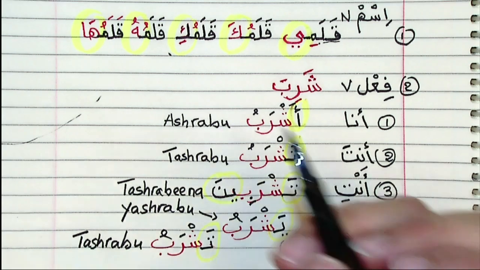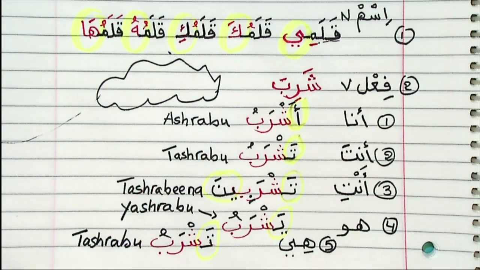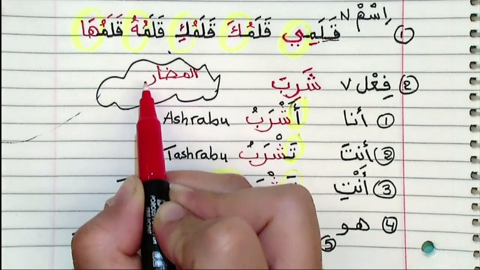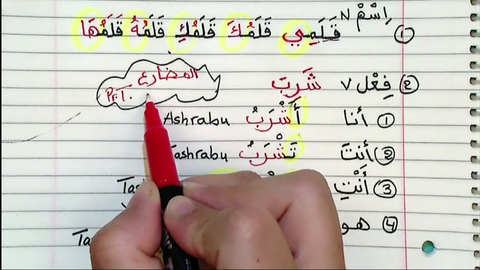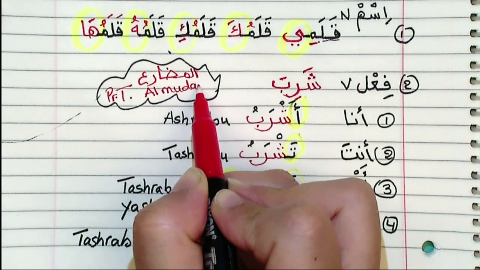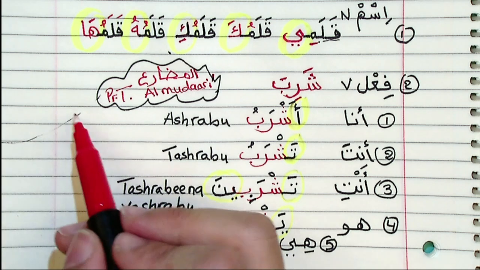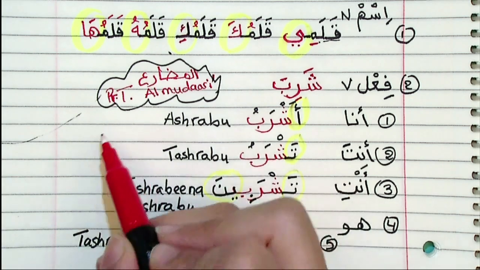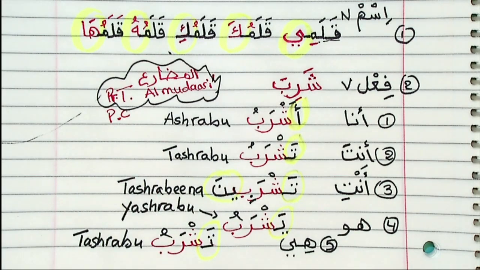We use the present tense. We call it al-mudari'a. Al-mudari'a is the present tense, and in Arabic it is used to express the present tense, and also, if you are familiar with English grammar, the present continuous, which is I am doing and I do.